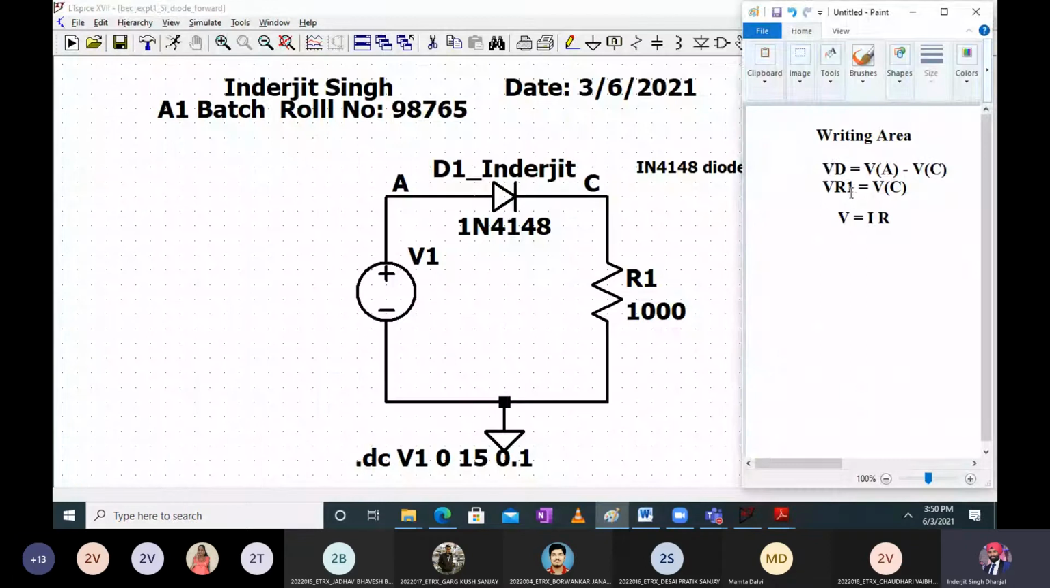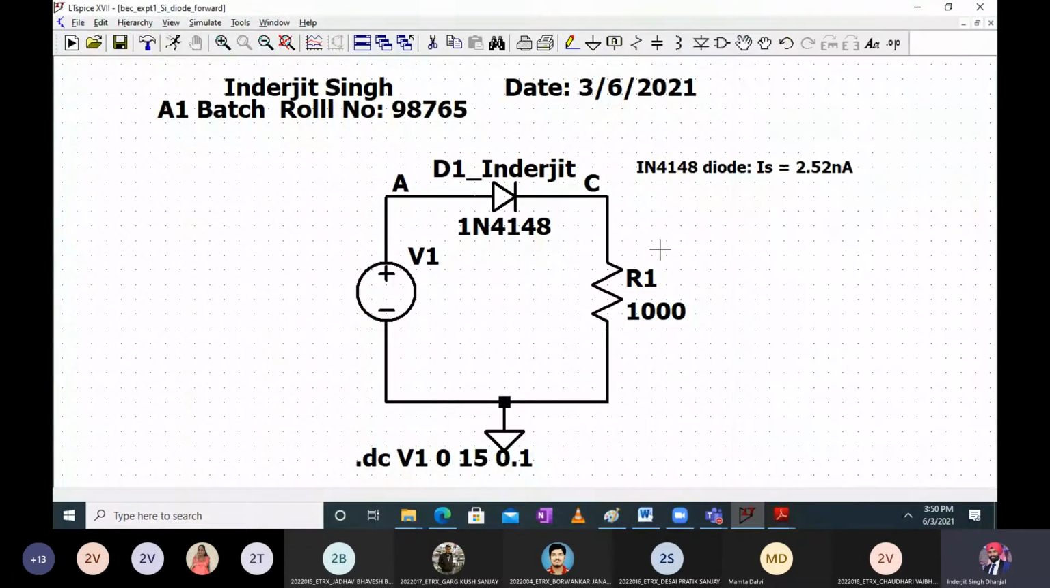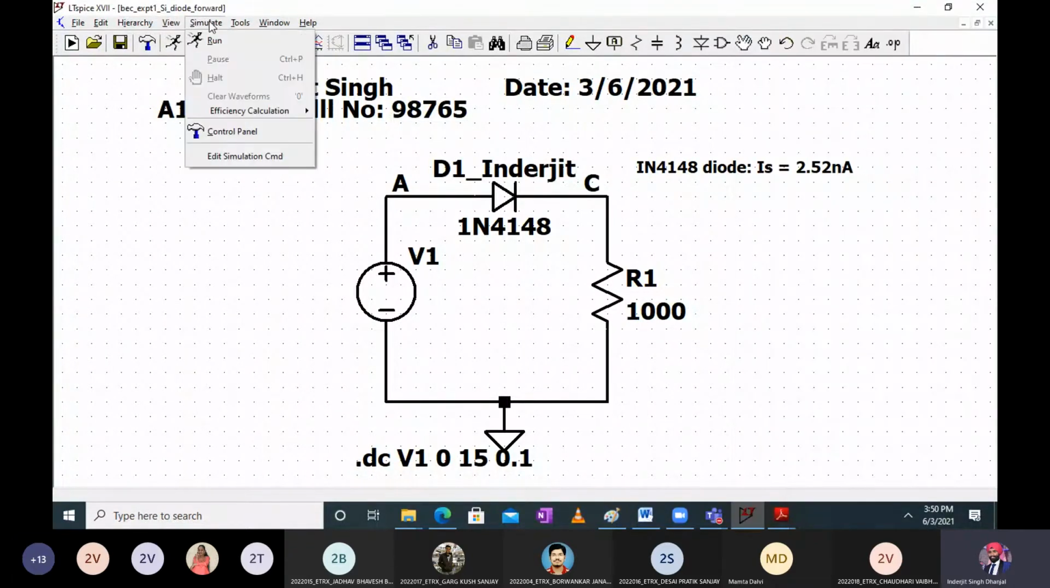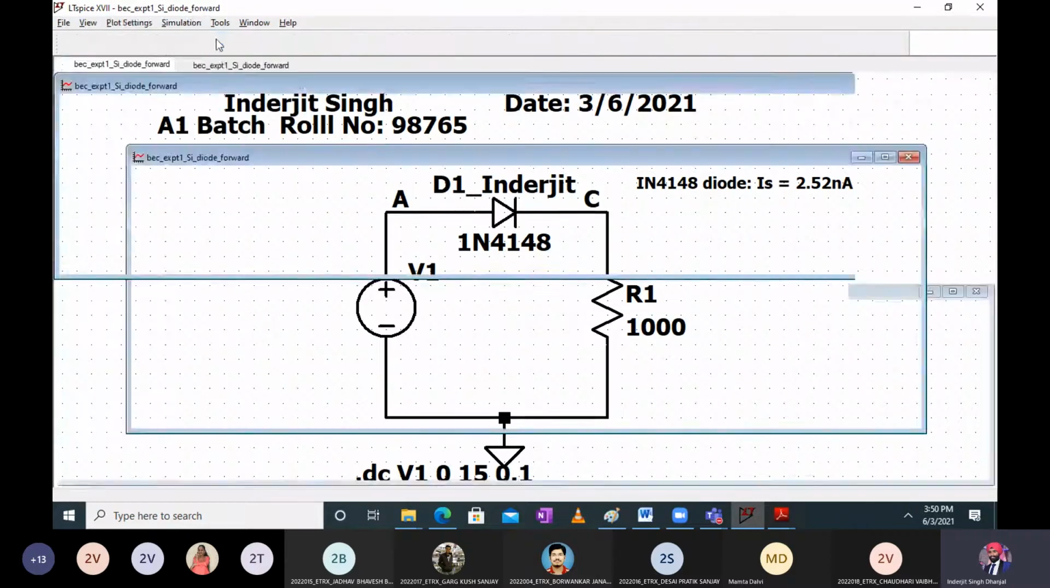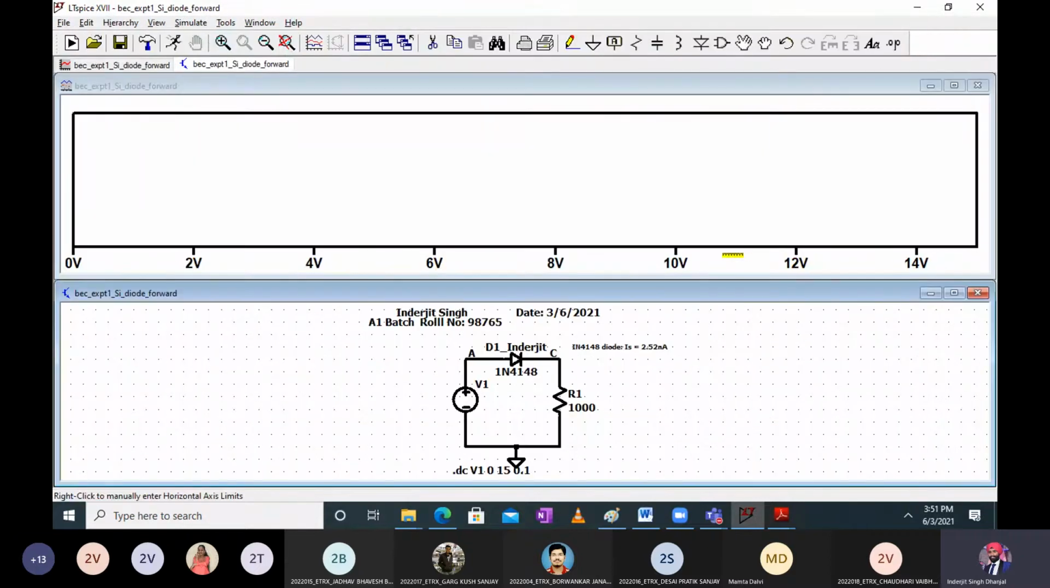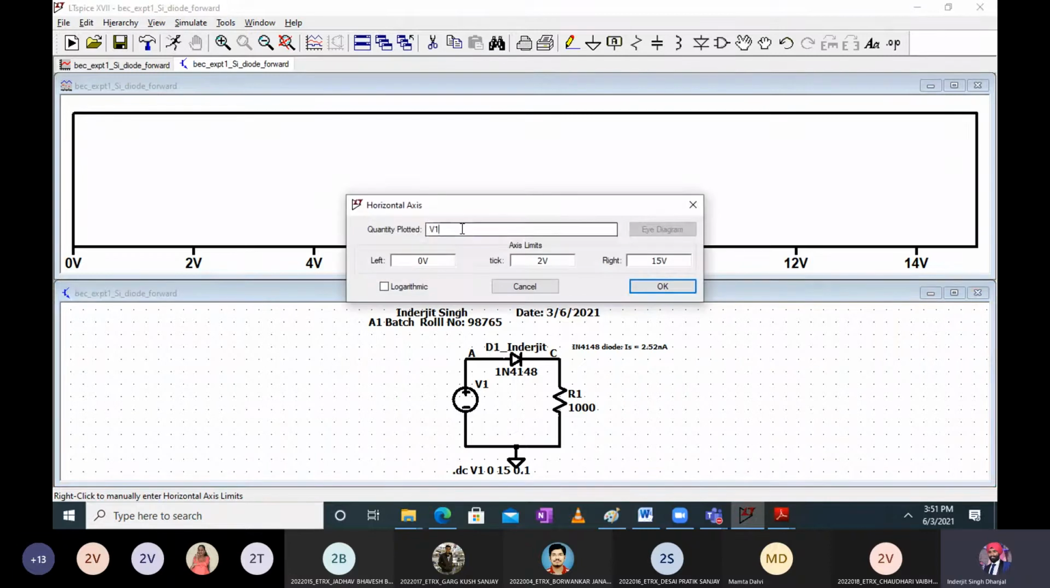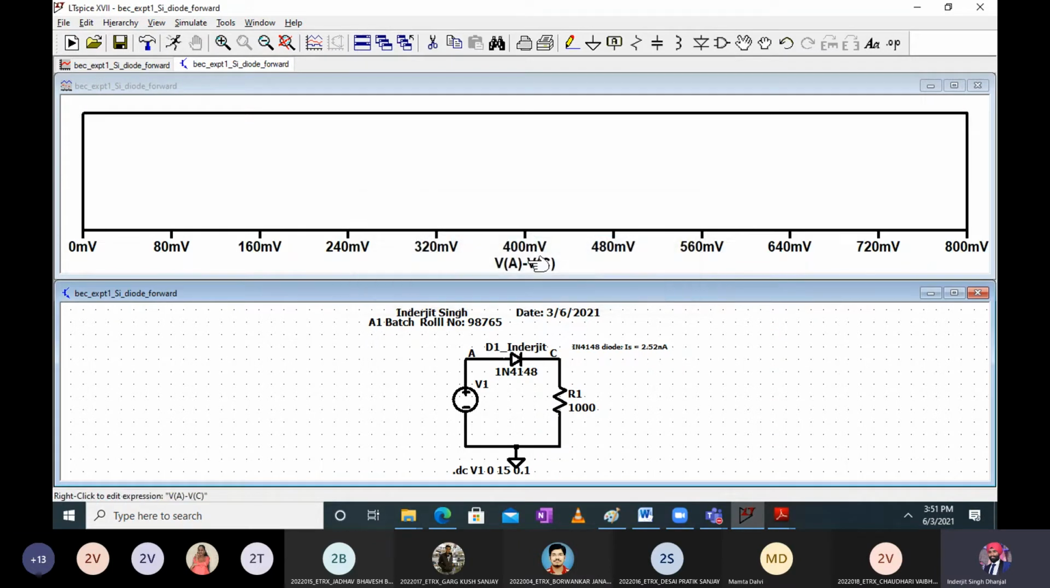Now everyone has understood why diode voltage is VA minus VC. So let's plot it now. I'll go to simulate and click on run. Listen carefully. Here you will see the x-axis from 0 to 14, right? I'll right click on it and change it to the diode voltage, V of A minus V of C. You have to do it very, very carefully and click on OK. So your graph will change drastically to 0 to 800 millivolts.